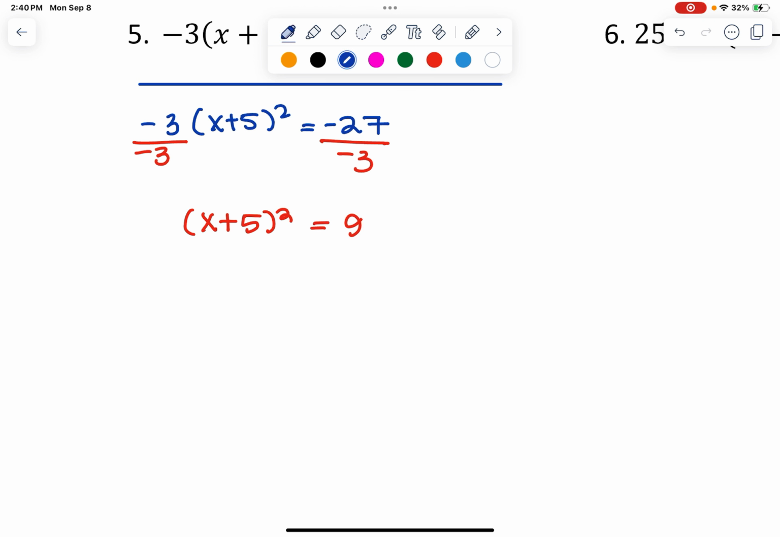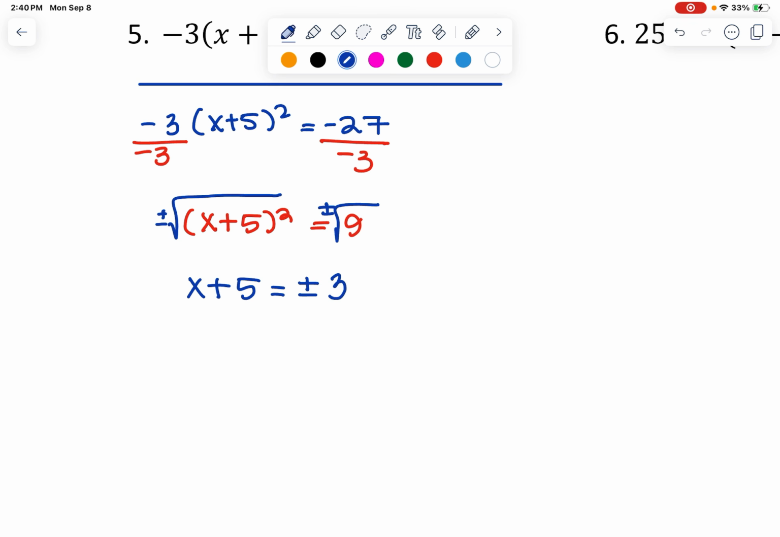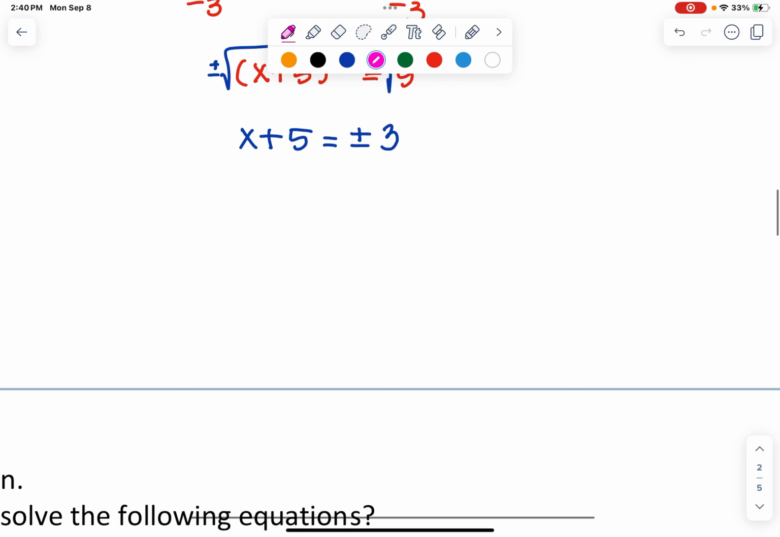Now I can square root to solve. So square root, don't forget your plus or minus when solving. I have x plus 5 is equal to plus or minus. This time we do know the square root of this number. We know the square root of 9. Unlike the one two ago, that was root 18. This is a perfect square, so we just have 3. I'm going to subtract 5 from both sides.